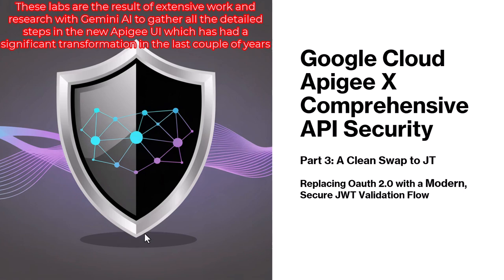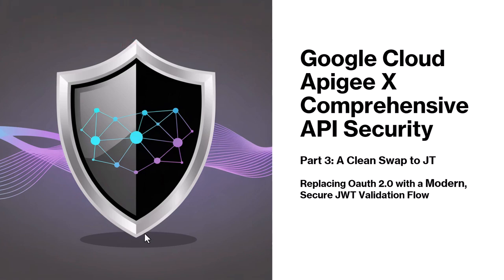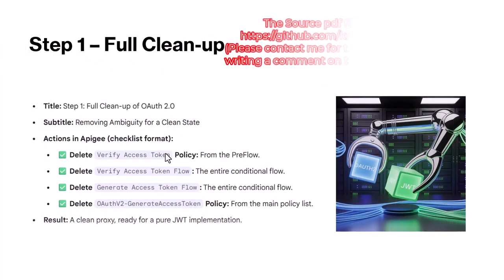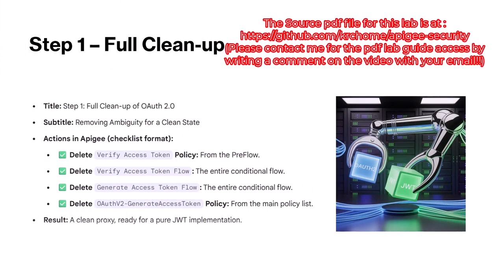To do this correctly and without any conflicts, we'll start with a full cleanup of all the old OAuth components, and then we will implement a robust two-policy flow to handle the JSON Web Token validation according to Apigee's security best practices. Finally, we'll generate a test token and confirm that our new security scheme works as expected. So the first and most important step is to ensure a clean state. I will list these steps and then we'll go to our Cloud Console for Apigee.